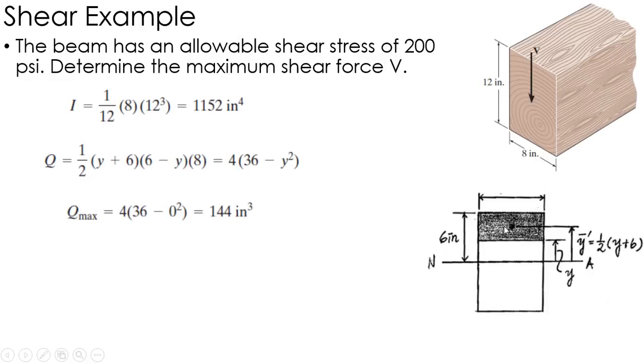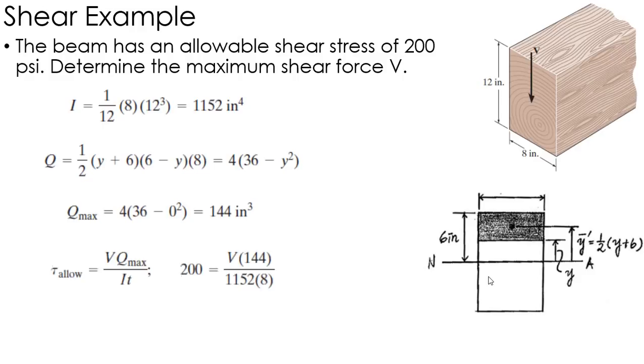y. Now, of course, the maximum occurs at the midpoint, so when y equals 0, I can plug that in, get 144 cubic inches. I could have probably done that directly, where the area is 6 by 8, and the location is going to be 3, and figure it out that way. But you know, either way that you do it is fine with me.